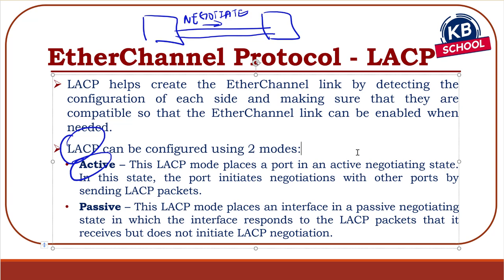Negotiations. So in this particular one, when I set the mode of that port to be active, it will actually try to negotiate a port channel with the other side. Passive will respond. Passive will not initiate. So if you have two switches that want to set up a port channel with each other, at least one of them needs to initiate the connection. At least one of them has to be active. The other guy can be passive, so it will respond.